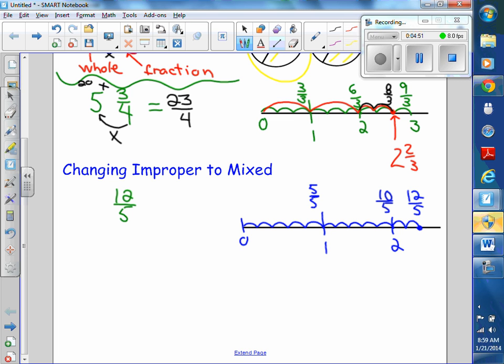So to figure out the mixed number, I want to see how many whole jumps I made, which was 1, 2, 2 whole jumps and then 2 1/5 size jumps. So it's 2 and 2/5. So my mixed number, that's exactly the same as 12/5. These two are the same, they're equivalent. What's the rule for that? Who remembers the rule for that from last year? Ellie?